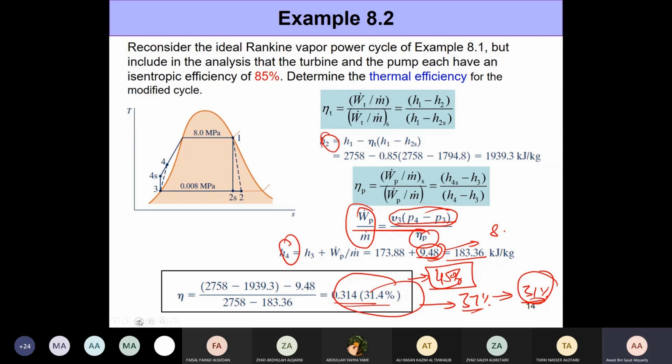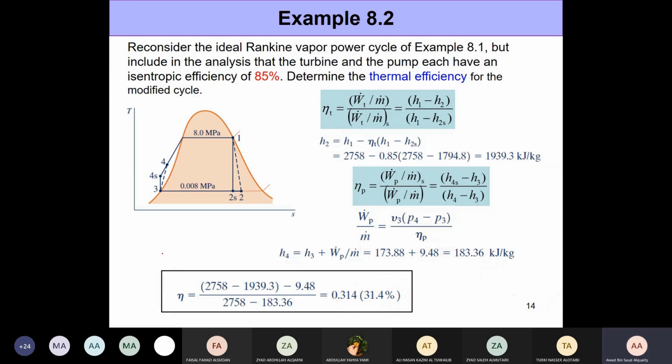All right, so before we go further, any questions on what we just covered, the isentropic efficiency and how to make use of it? All clear?